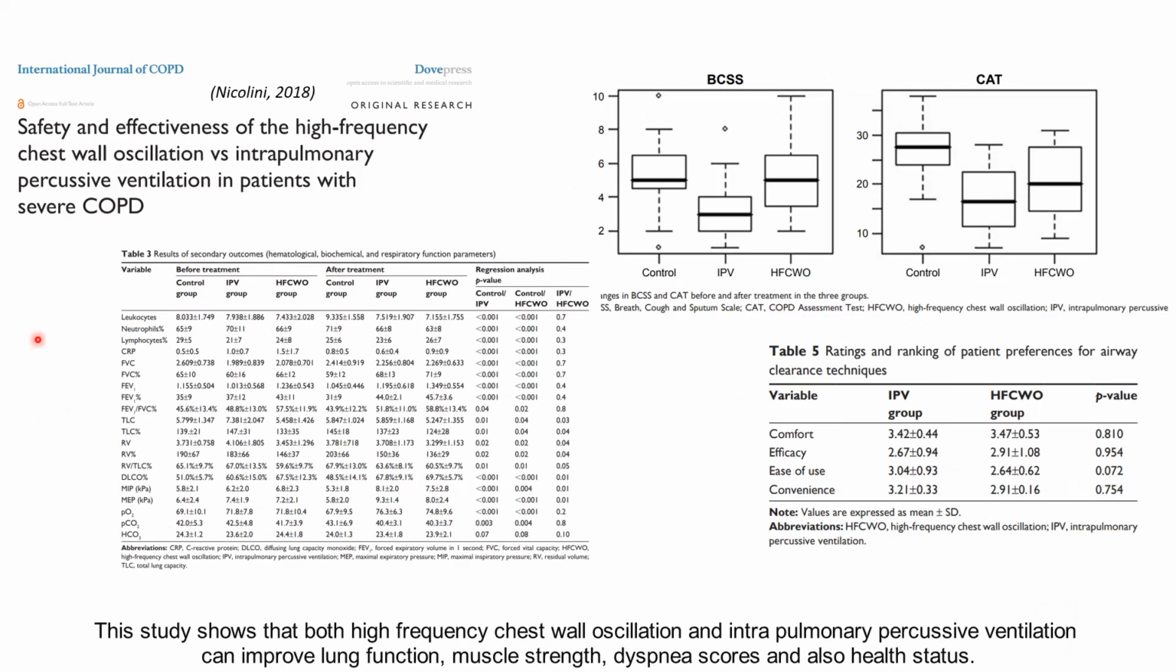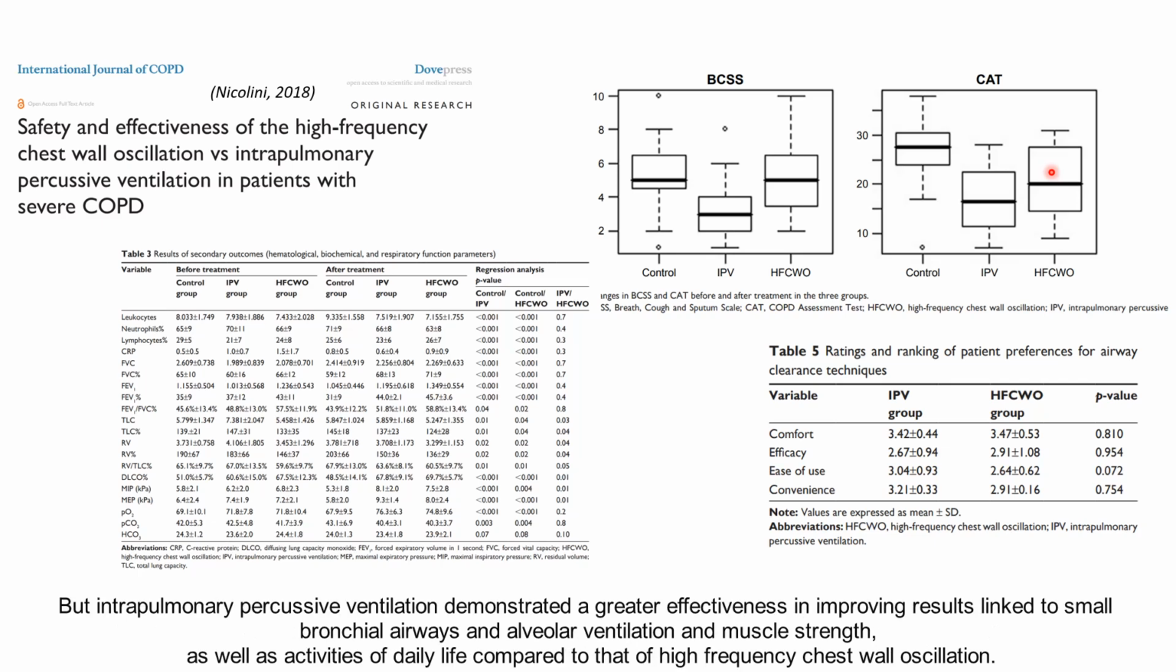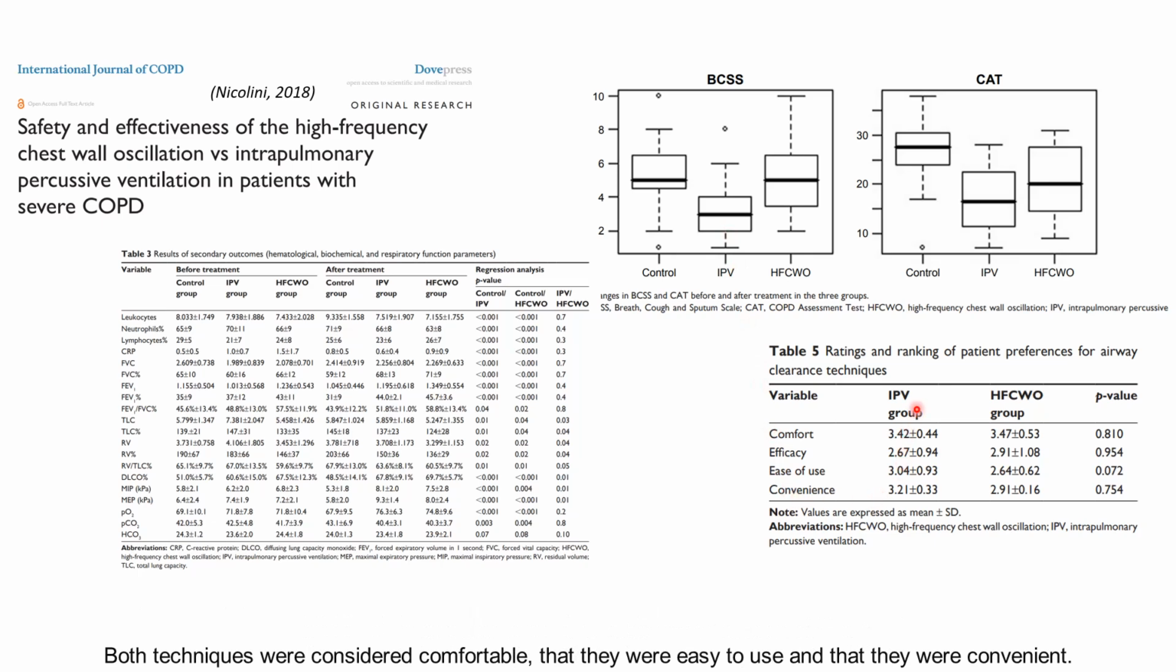This study shows that both high-frequency chest wall oscillation and intrapulmonary percussive ventilation can improve lung function, muscle strength, dyspnea scores, and also health status. But intrapulmonary percussive ventilation demonstrated a greater effectiveness at improving results linked to small bronchial airways and alveolar ventilation and muscle strength, as well as activities of daily life compared to that of high-frequency chest wall oscillation. Both techniques were considered comfortable, easy to use, and convenient.